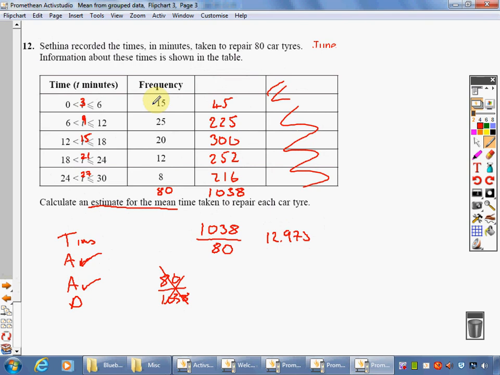I'm going to do 3 times 15 is 45. 9 times 25 is 225. 15 times 20 would be 300. 21 times 12 is indeed 252. And 27 times 8 is 216. Just quickly add them up again, to check I didn't make a mistake on the calculator. 1038, and it is 80 car tyres. Yeah, I'm happy with that. Don't think I did anything wrong.